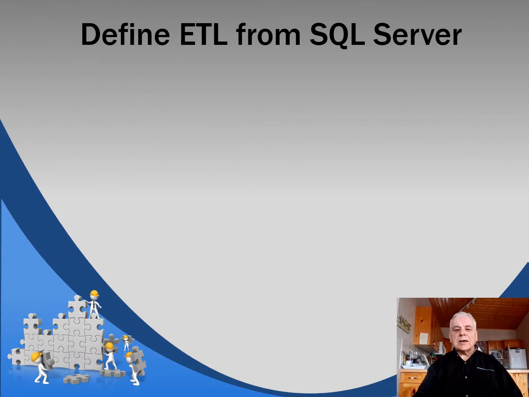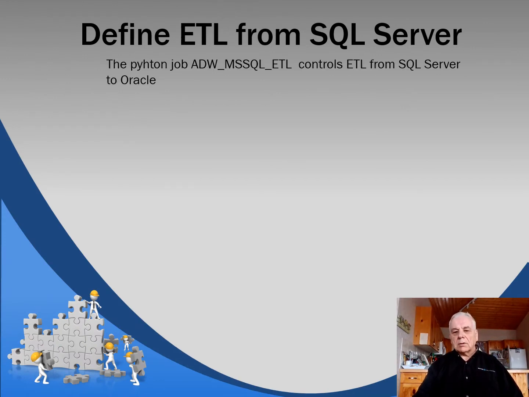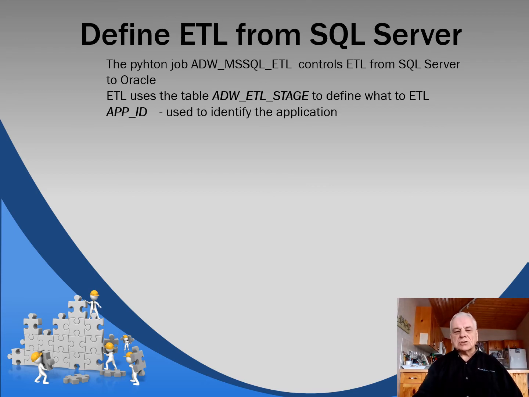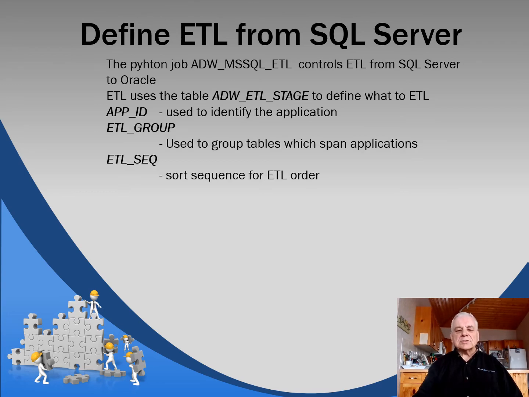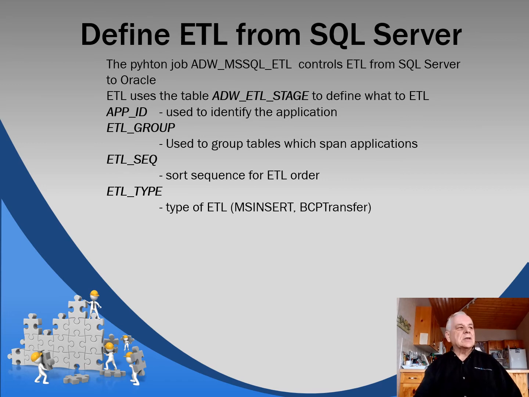Okay, so we define ETL for that. A Python job controls the SQL Server ETL, and it uses ADW stage to define the ETL. Again, that's the same way. In that table, application needs to identify the application. ETL group is a group which spans multiple applications. Then your sort sequence. Now, your ETL type has two types: MS insert or BCP transfer.